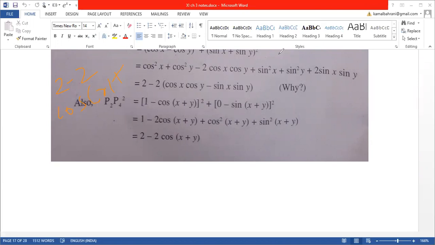Now when you compare it, what will you get? 2 minus 2 cos of x plus y, 2 minus 2 cos x cos y minus sin x sin y. So this cos of x plus y can be written as cos x cos y minus sin x sin y. Clear? So what we have got: cos x cos y minus sin x sin y is equal to cos of x plus y. This was the proof of this formula. Clear? I think this must be clear to you all.